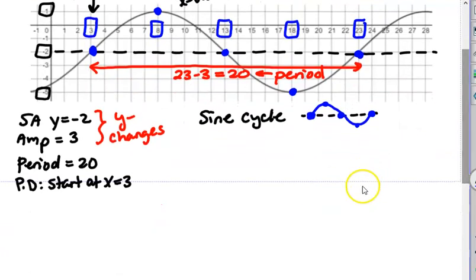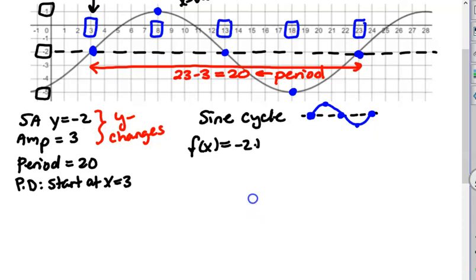So now that we have our four numbers and the form of the equation that we're going to use, let's think about how to write a sine cycle. I'm going to write f of x equals, so we start out with our sinusoidal axis, which is -2, plus the amplitude 3 times sine of, now the period is 20. So b is equal to 2 pi divided by 20, or pi divided by 10.